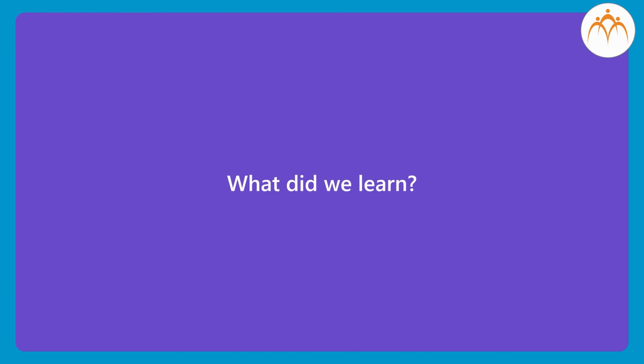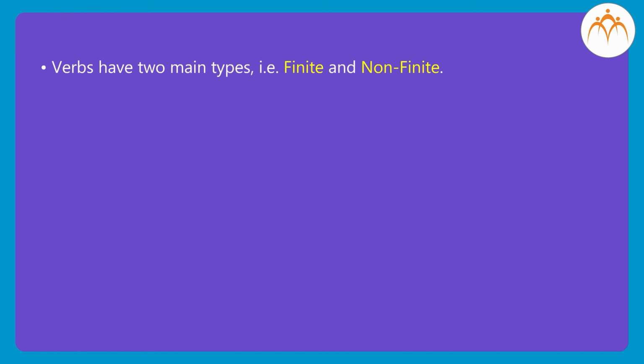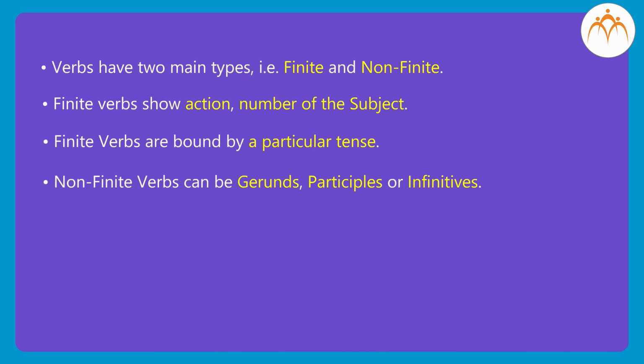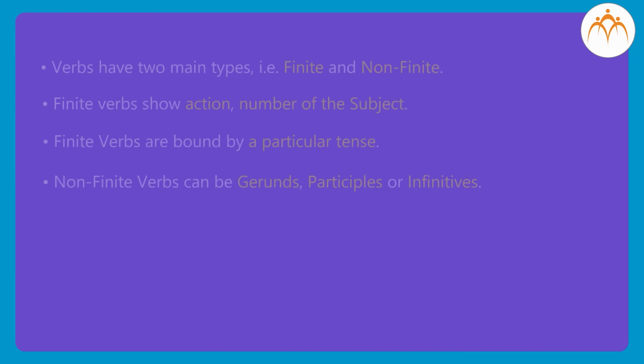What did we learn? Verbs have two main types, that is finite and non-finite. Finite verbs show action and number of the subject. Finite verbs are bound by a particular tense. Non-finite verbs can be gerunds, participles or infinitives.